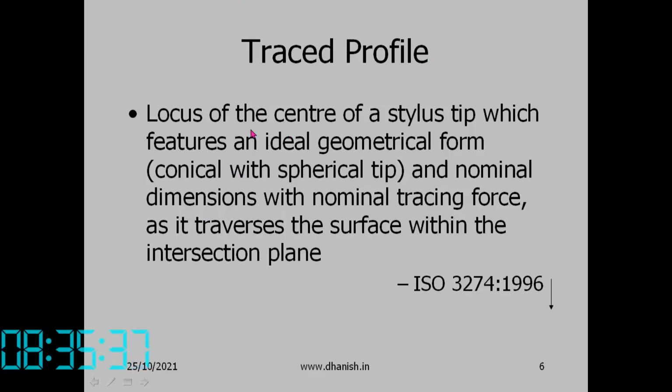Whereas the trace profile is the profile traced by an ideal stylus, using a conical, spherical tip and nominal, standard dimensions. So you don't consider any wear. That is a trace profile with nominal tracing force as it traverses the surface within the intersection plane. So that is the traced profile. This is what we are going to get from an ideal instrument.